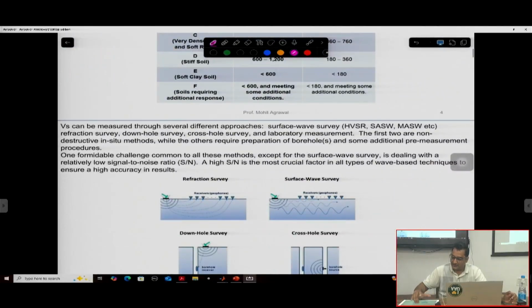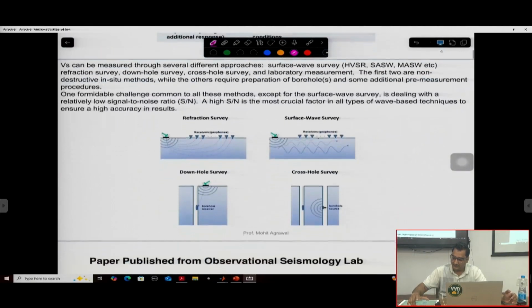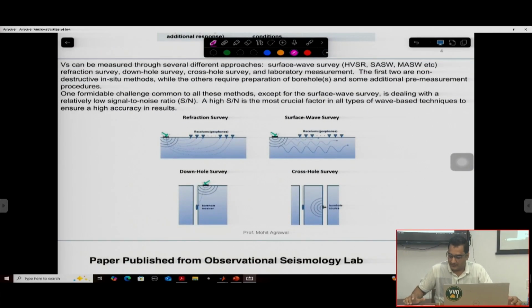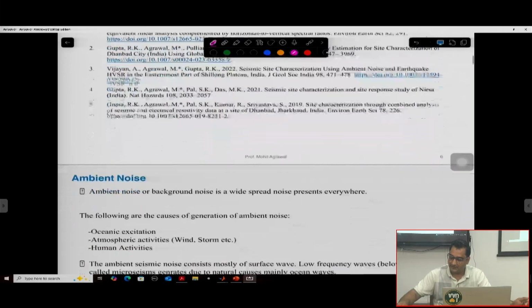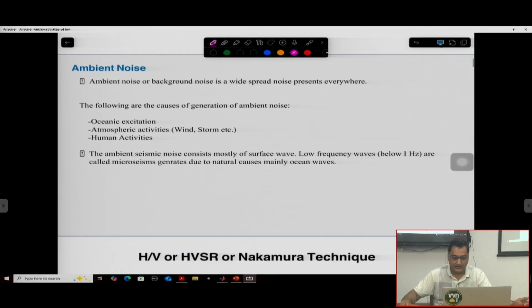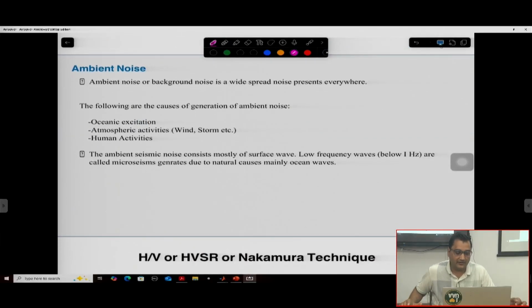This has been updated, and we need to look for it over the net. And these are some of the surveys that we should discuss: refraction surveys, surface wave surveys, MASW, SASW, downhole surveys and crosshole surveys, and these are some of the published literature. So we also had an idea about what is ambient noise.